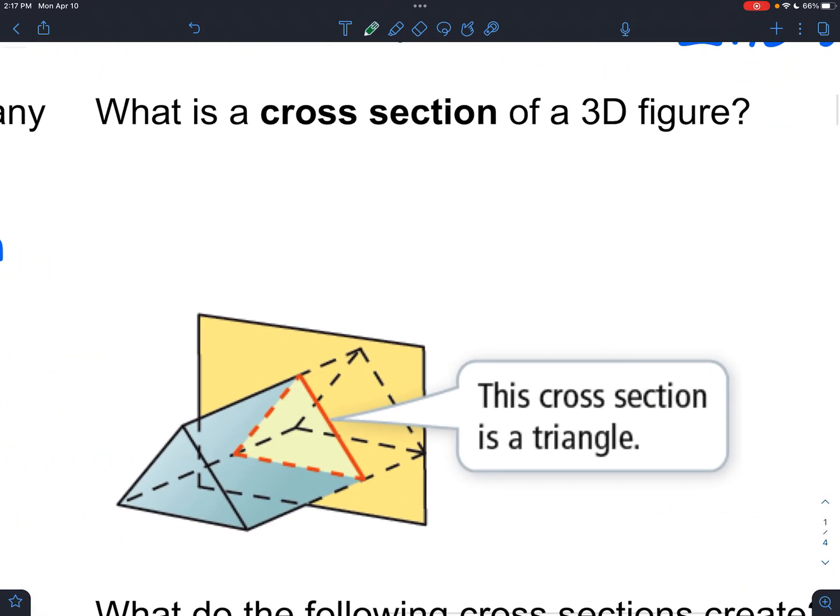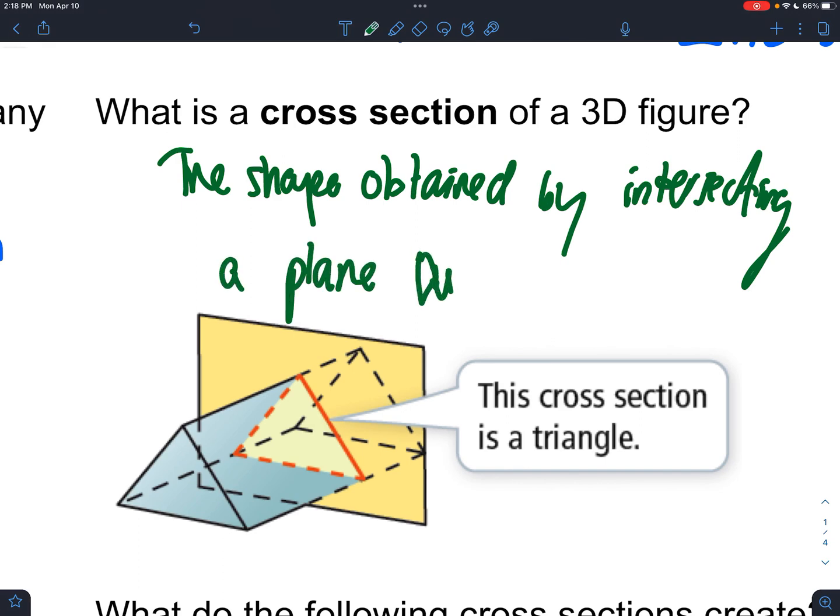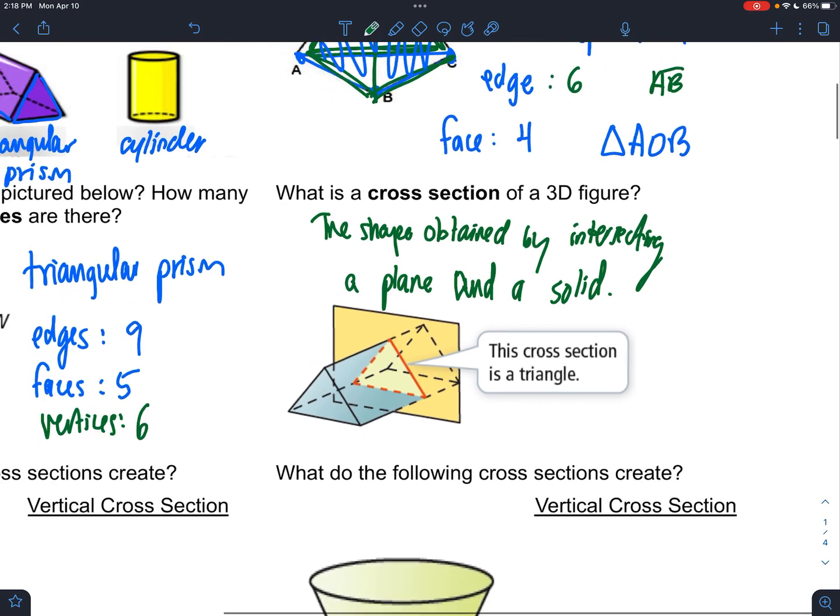A cross-section is exactly what this picture is saying. So if you take a plane, normally a vertical plane or a horizontal plane, and you cut a solid, that intersection that it makes is called a cross-section. So this is the shape obtained by intersecting a plane, normally horizontal or vertical, and a solid. And that picture shows exactly what that is. The red part of that picture is the cross-section, which is a triangle in this case.